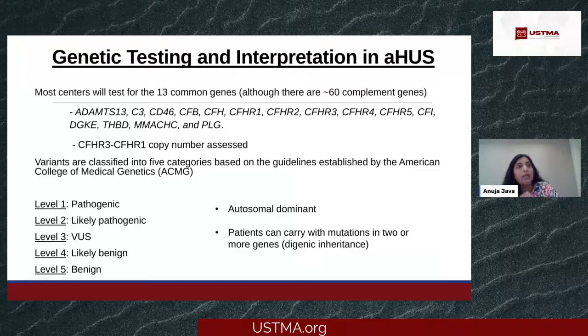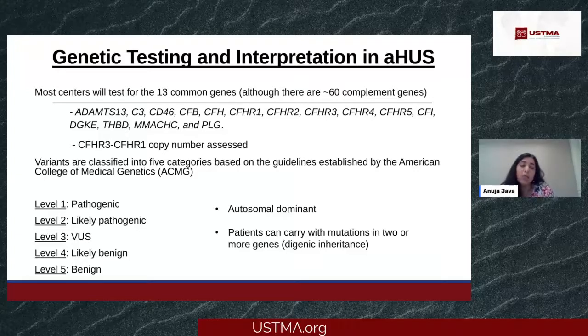When the testing is done, if there is a mutation, it is reported as one of 5 levels that is also listed here. So you may have a mutation that is pathogenic or likely pathogenic. You may have a mutation that shows up as benign or likely benign, or it may show up as a variant of uncertain significance.